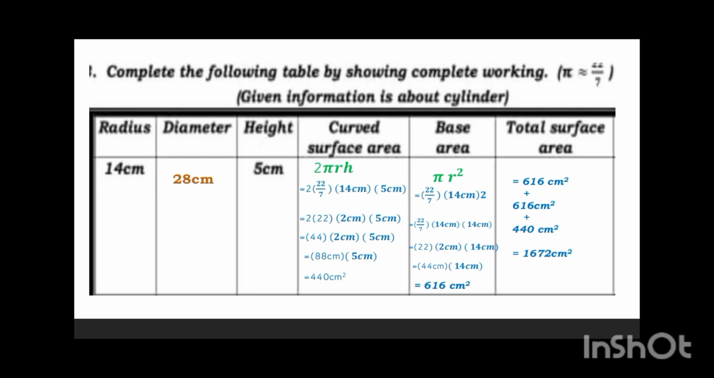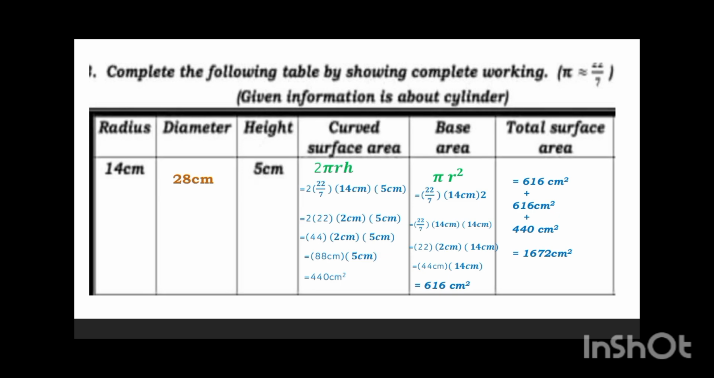Okay, given information for the cylinder. If radius is 14 centimeter and height is 5 centimeter, what do we have to find? For finding the diameter, we multiply 2 by 14, that is 2d, so we multiply the radius with 2. And height is 5 centimeter.